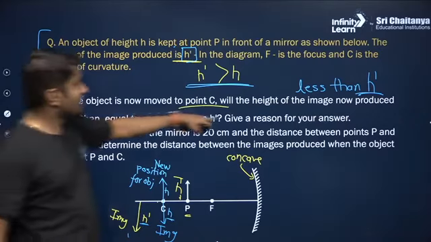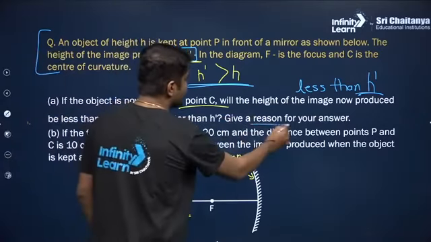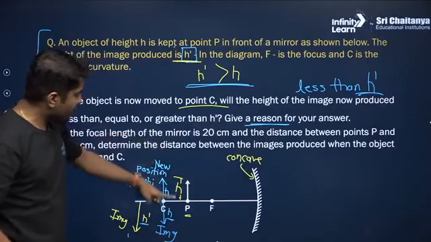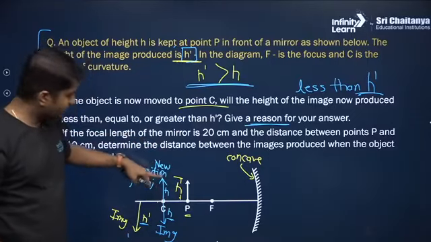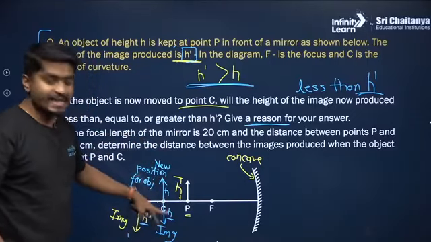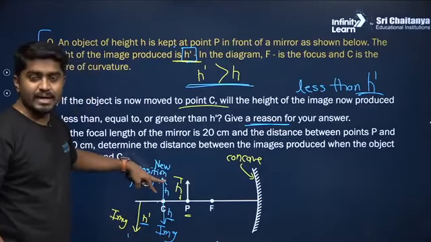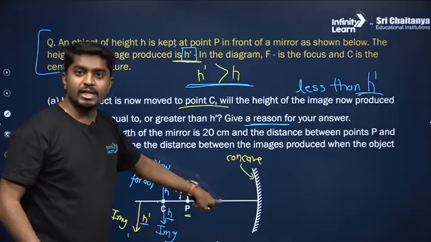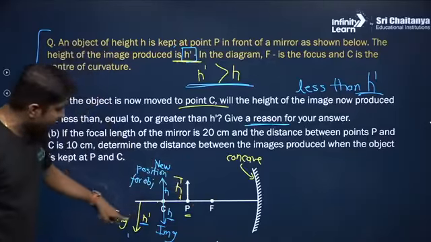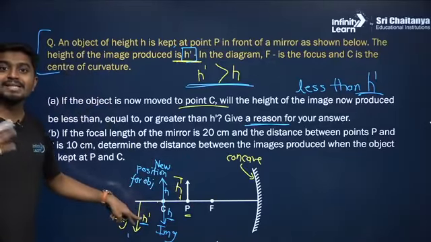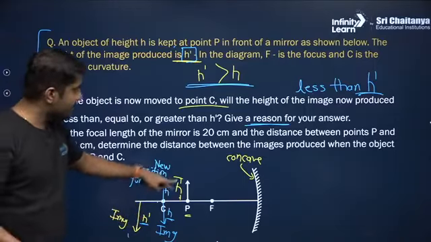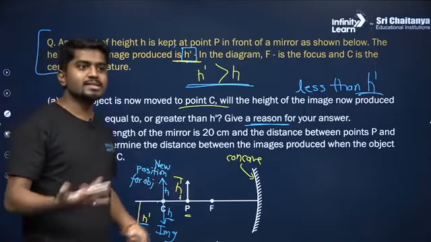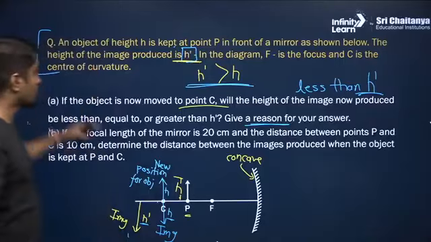Now give the reason for your answer. So what is the reason? The reason is, when you place the object at the center of curvature, the image height is the same as the object height. But in the earlier case, when you keep the object between the center of curvature and focus, the image height h prime is enlarged. So h prime is greater than h. That is the reason for the question.